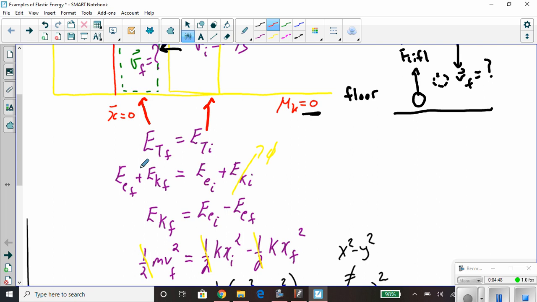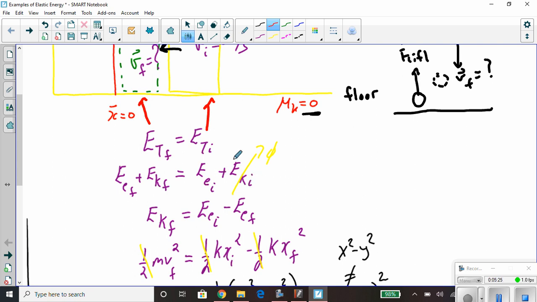Well, now we need to break down these total energies. These total energies now are kinetic energy, so kinetic energy final, but we don't have gravitational potential energy here. It's on the floor, it's on the ground. But we do have elastic potential energy. So the total energy final is the sum of elastic energy final and kinetic energy final. And that's going to equal the total energy initial. And it is also the sum of the elastic energy and the kinetic energy, but in the initial situation. So elastic energy initial plus kinetic energy initial.